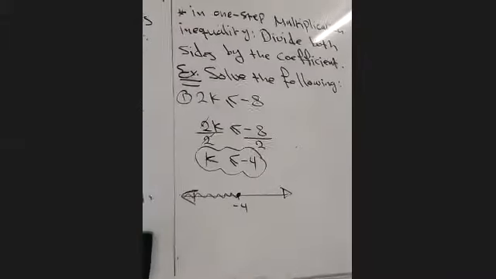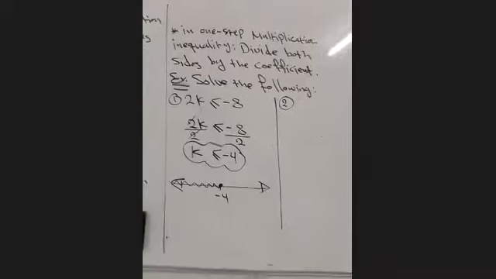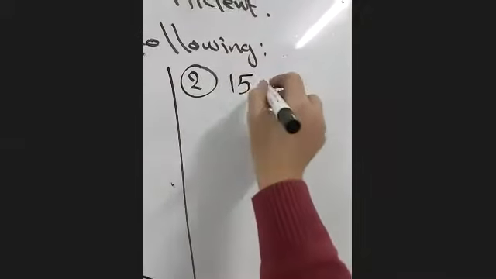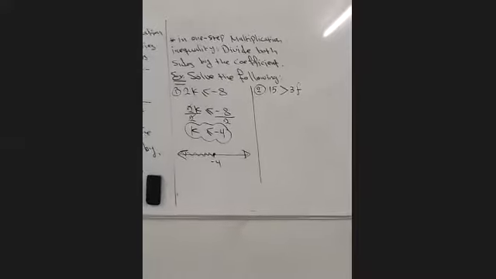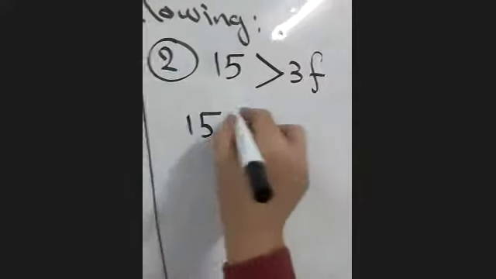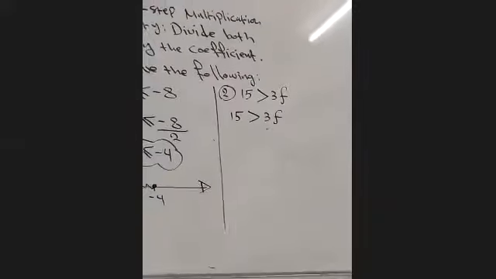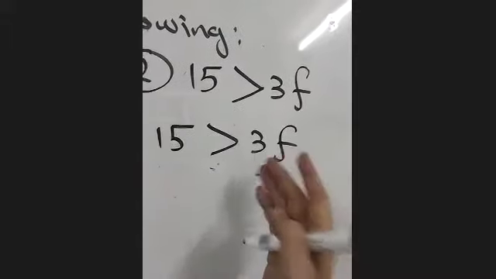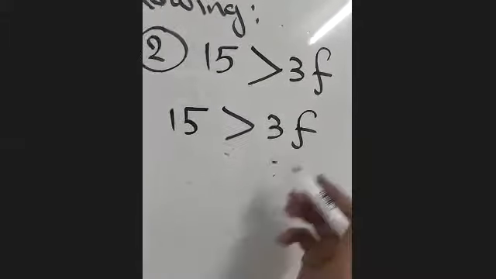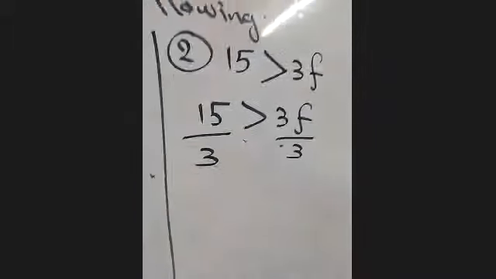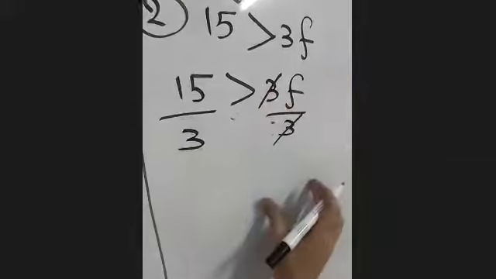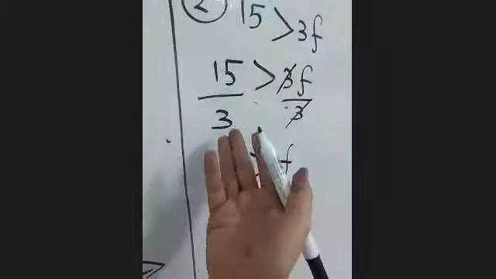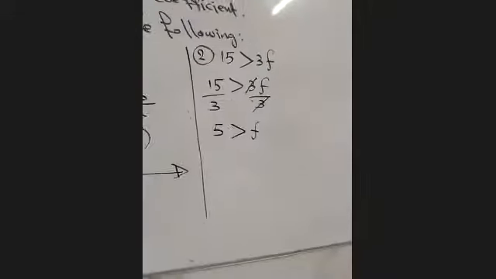This is example one. Let's take another example about the multiplication also. Two. For example, 15 more than 3f. The first step, we rewrite the inequality, 15 more than 3f. Now, we have multiplication. The coefficient is a 3. Divide both sides by the coefficient, which is 3. So I'll divide here and here by 3. Now the 3s are gone. What is still here in the right side? It's still f. And this comes down, and here divide. 15 divided by 3 is 5.